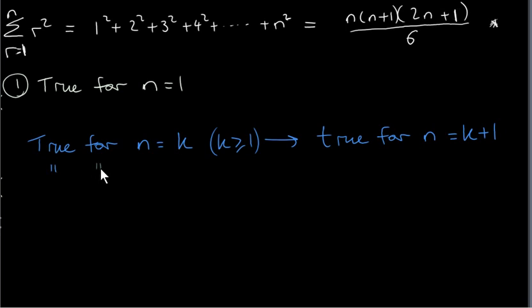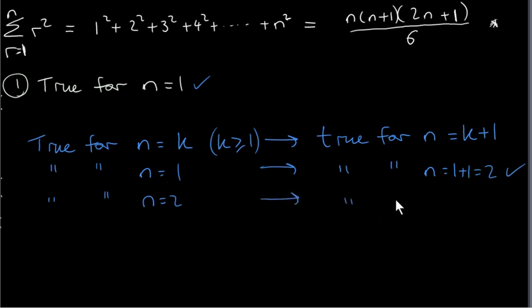So in particular, if our statement is true for n equals 1, then it must be true for n equals 1 plus 1, which is 2. So if it's true for n equals 1, it's true for n equals 2. But we know it's true for n equals 1. We show that at the start, so it must be true for n equals 2. And we can continue like that. If it's true for n equals 2, which we've just shown it is, then it's true for n equals 2 plus 1, which is 3, and so on. So our statement is true for all natural numbers.